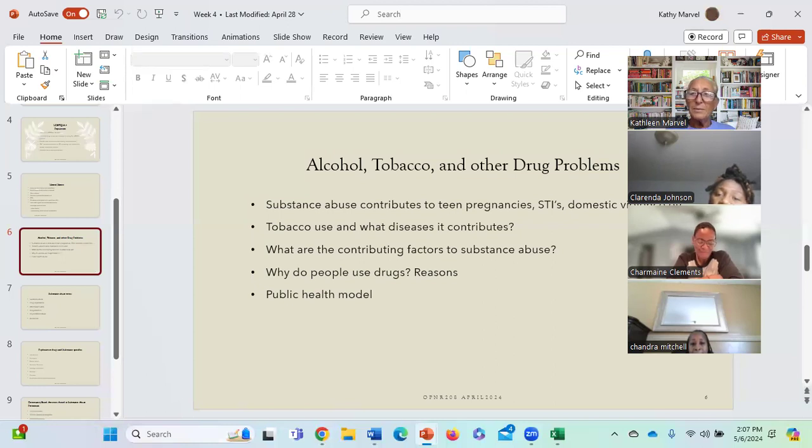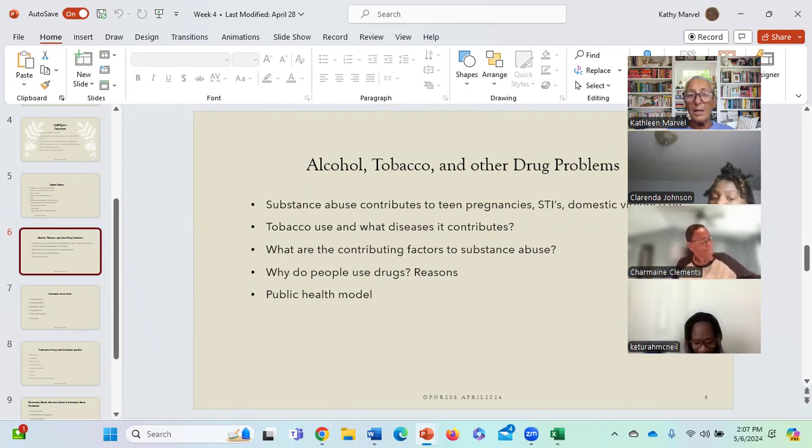Why do we think people use drugs? Kind of the same kind of question. Why do they use drugs? They are in a compromise. Go ahead. Coping. They're in a compromised state. Okay.